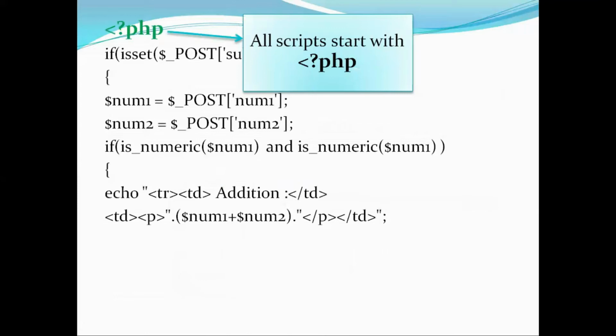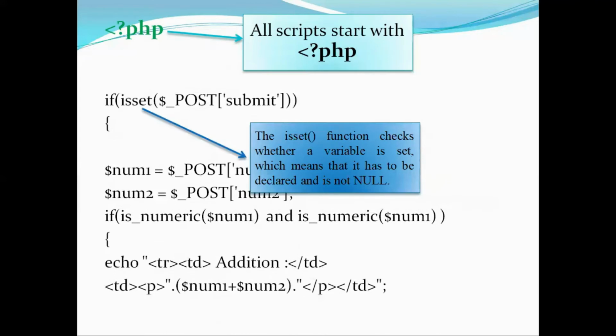Here afterwards, the PHP script gets started. Here also we are embedding the PHP inside the HTML document. We know that every PHP document should start with the symbol less than question mark followed by the PHP keyword. Next, we use one function called isset. What does the PHP isset function mean? It checks whether the variable is set or not, which means that it has to be declared and is not null. This function returns true if the variable exists and is not null, otherwise it returns false.